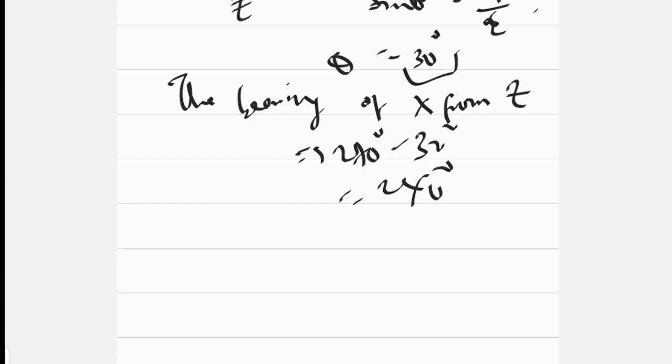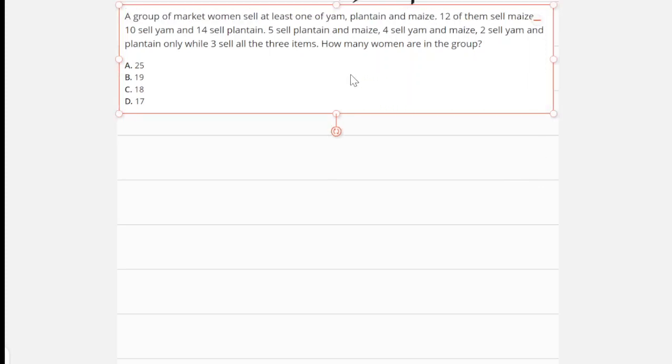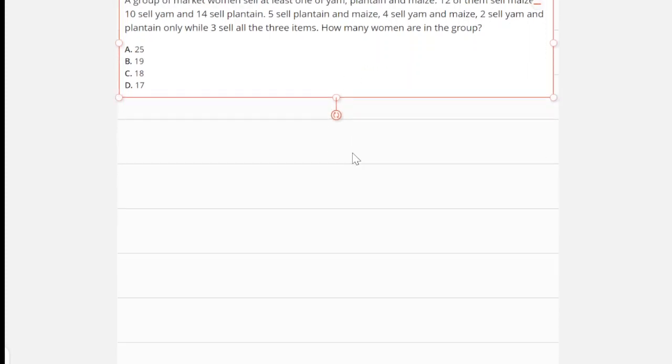Refer to my question on this. So question 39 is on set theory. I think you are going to use your Venn diagram. Okay, let me just copy it here and let us solve together. So a group of market women sell at least 1 of yam, plantain and maize. You don't need to stress yourself. They are telling you that none of the market women is not selling a particular item.